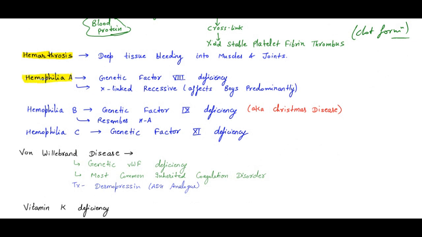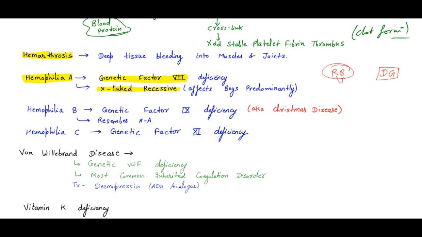I hope everyone knows about the clotting factors. If not, we will discuss that in physiology. Then hemophilia A: remember, genetic factor 8 deficiency, and it is an example of X-linked recessive. X-linked recessive, we know, is affecting most predominantly the boys. And what about X-linked dominant? It affects mainly the girls.